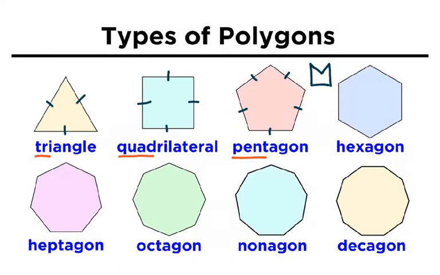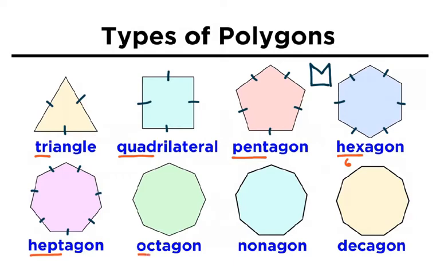The next one has the prefix hex. So notice the agon is the same because it's a polygon, but we've changed the prefix. The prefix is now hex. Hex means 6. So a hexagon has 6 sides. This is a regular hexagon because the sides are equal. The next one is a heptagon. Hept means 7. You don't tend to come across that one very much, but a heptagon is a 7-sided shape. Again, this is a regular heptagon because all the sides are equal.